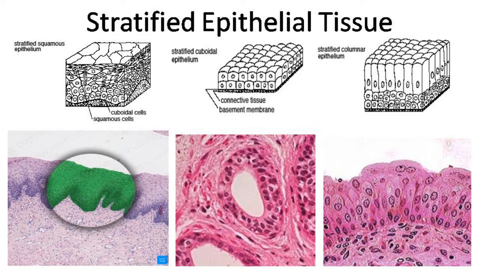Okay, so this single layer epithelial tissue has three types: first is the squamous epithelial tissue, second is the cuboidal epithelial tissue, and third is the columnar epithelial tissue.